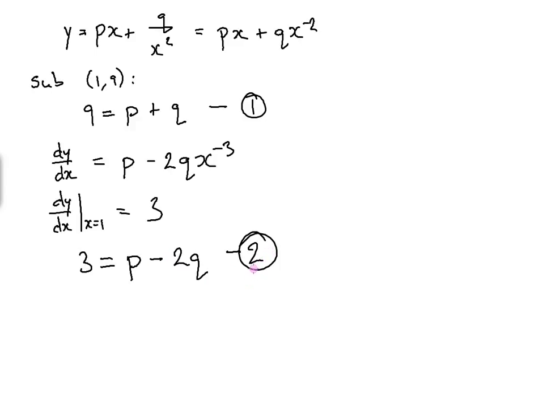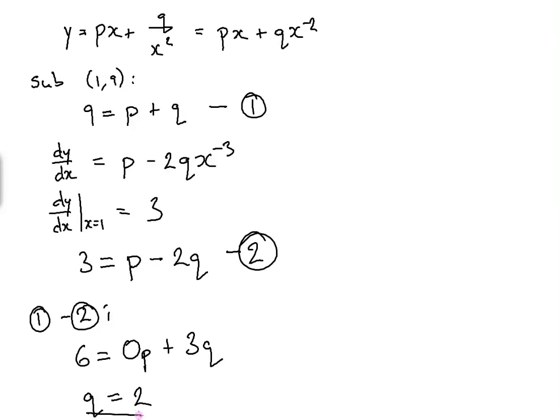So now we have to solve these simultaneously. We can do this easily enough just by subtracting one from the other. We notice there's 1p here, 1p here. So I'm going to say the first equation minus the second equation. What do I get? I get 9 minus 3, which gives me 6, is equal to p minus p, so 0p, and then q minus negative 2q, so it's plus 3q. So from this I get that q will equal 2.